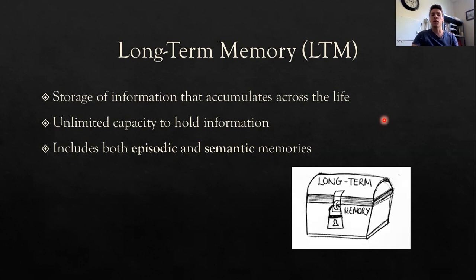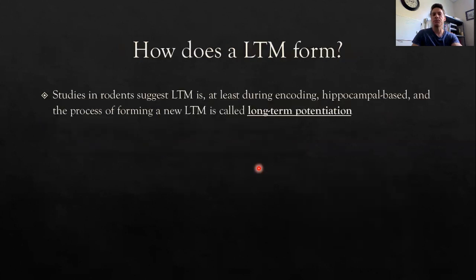Long-term memory includes both episodic and semantic memories. And just to recapitulate what those were, episodic memory is memory for very specific events that have transpired, whereas semantic memory is memory for general facts or knowledge that you accumulate across the lifespan.